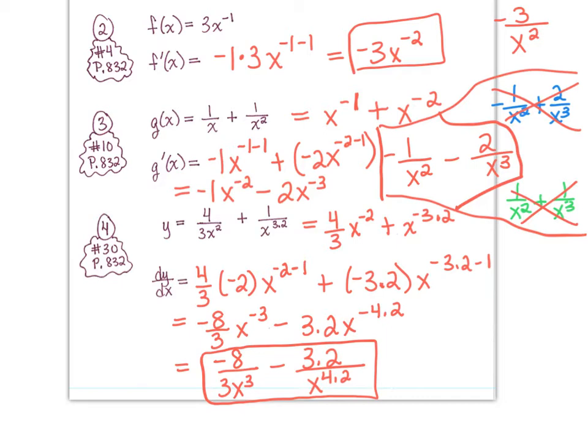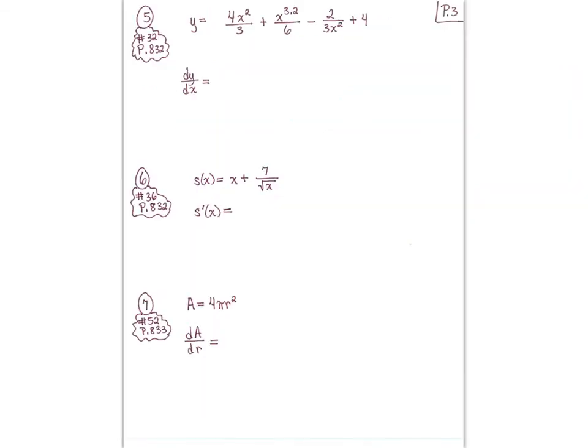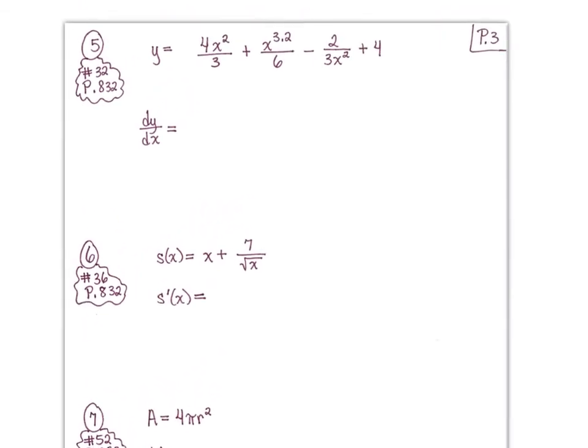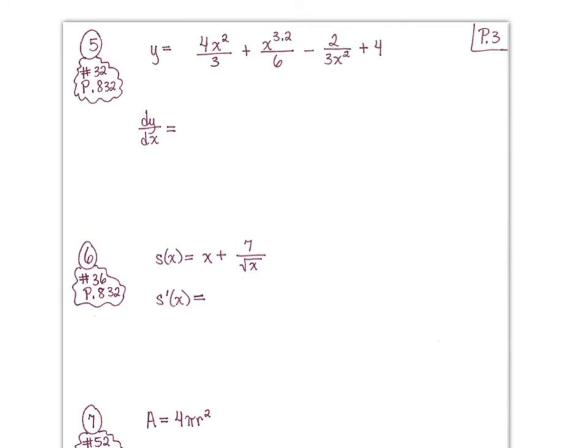Perfect. Let's do another example. So here, y is equal to 4x squared over 3 plus x to the 3.2 over 6 minus 2 over 3x squared plus 4. Find the derivative of y with respect to x.